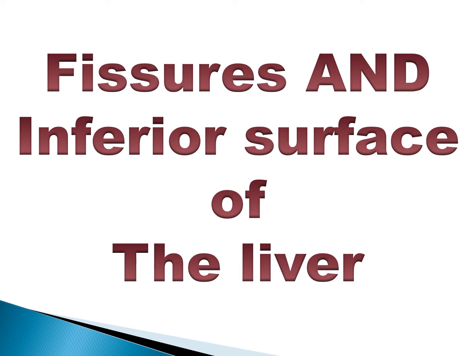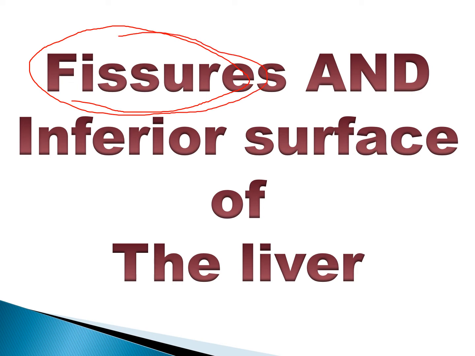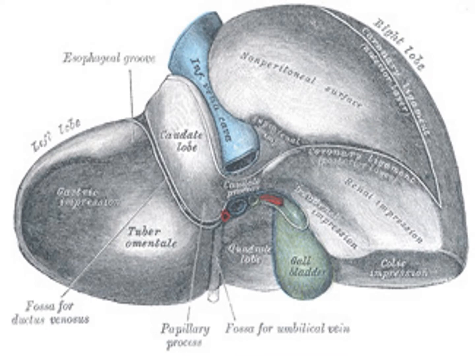Next are the fissures on the inferior surface of the liver. We have already seen the different fissures of the liver, so we will just see the structures on the inferior surface. First, it is a quadrilateral area, directed downward, backward, and also to the left. It is marked by impressions of neighboring viscera.